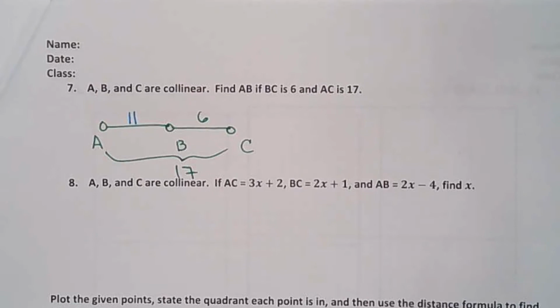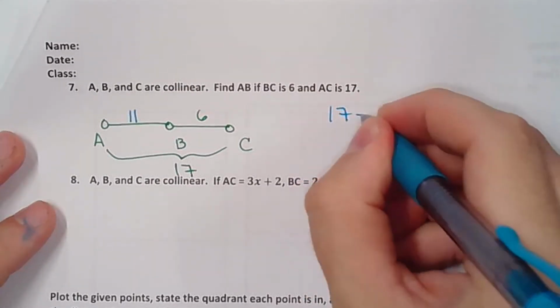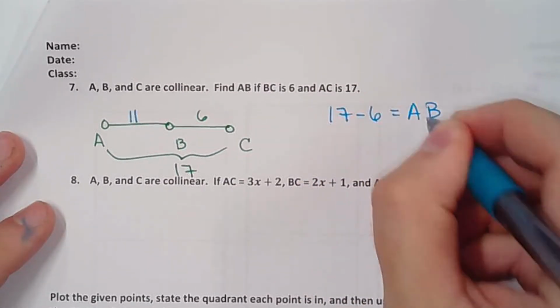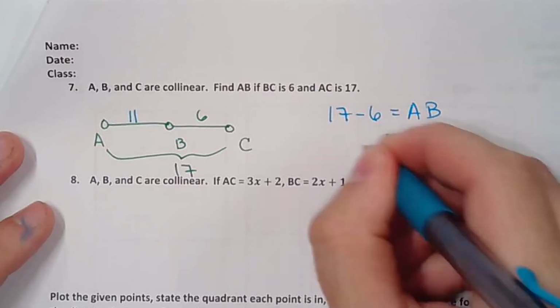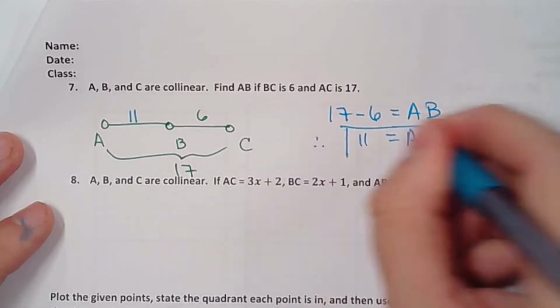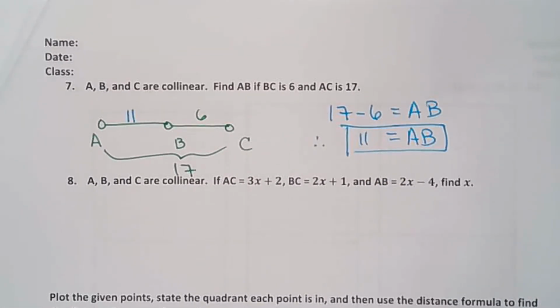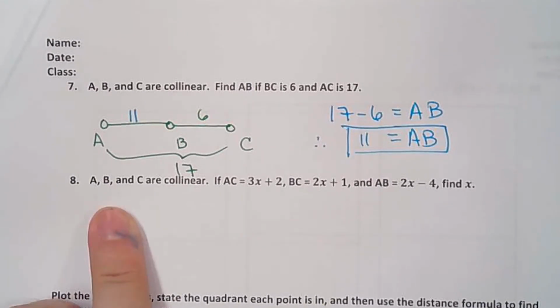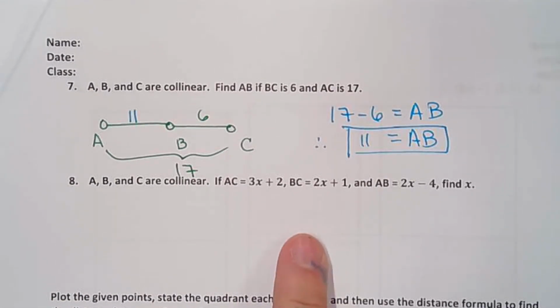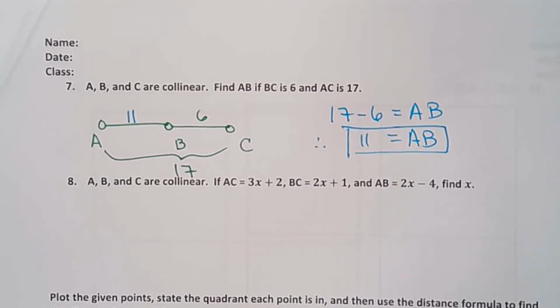11, right? Because 17 minus 6 is going to be AB, which means AB is 11. If you want to be fancy, therefore, 11 equals AB, right? Bam, smack. So, 8, it has letters in it, but you're going to be fine. It's the same dumb thing. The two little bits add up to the big bit.